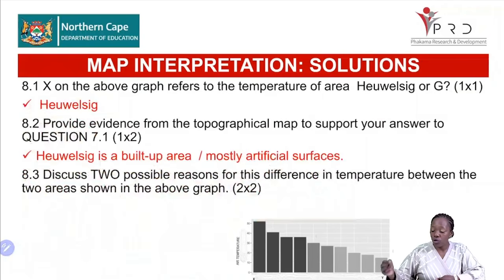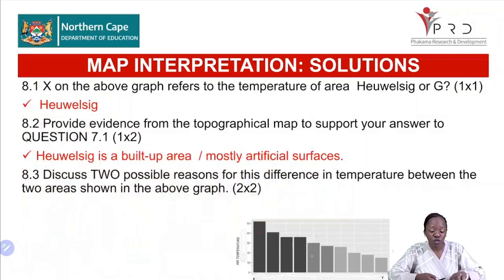And also, you will realize that between block D2 and D3 on the valley, there is mostly artificial surfaces. Again, artificial surfaces attract more heat. So hence, as you can see there at X, the temperatures are high. So what are they representing? They're representing the area D2 and D3.